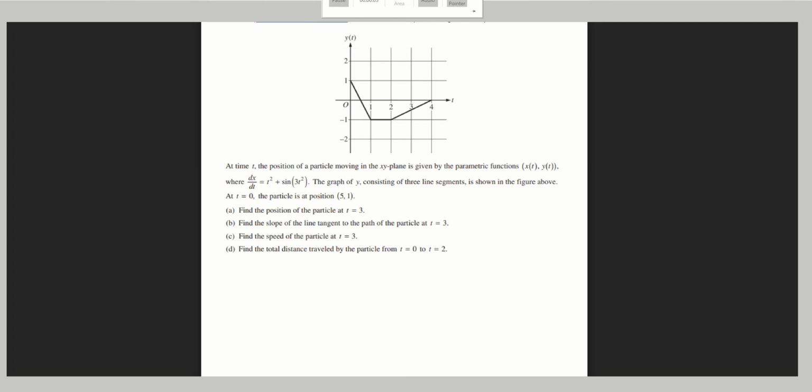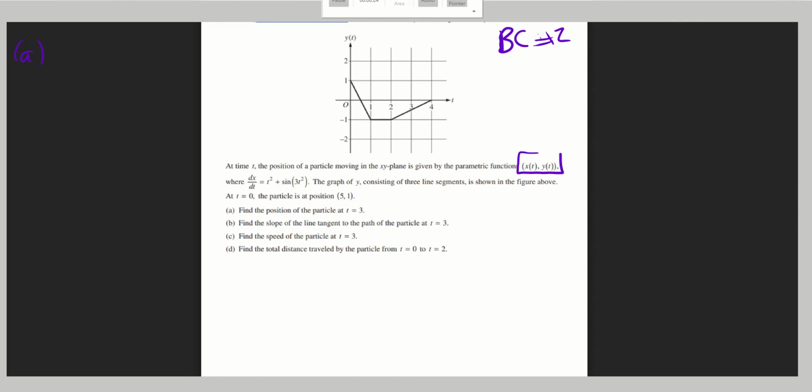Okay, so this is day 10 of AMI, and this is the only AMI day where you should have been using a calculator. This is a BC specific question, and it was question number 2 the year it was tested. So for part A, we are trying to find the position of the particle.